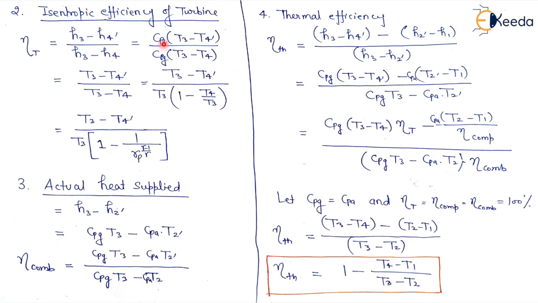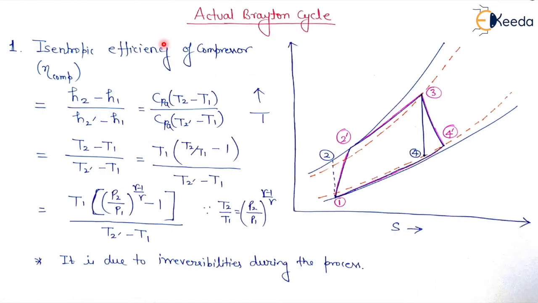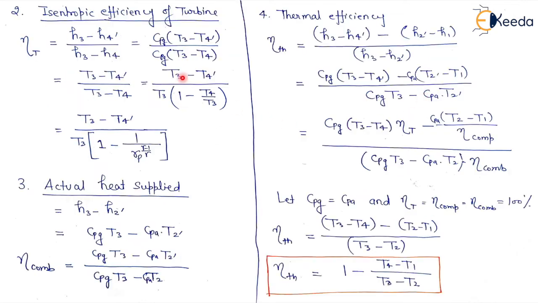Here I have not written CPA because you know very well in combustion, 2 dash to 3 is a combustion process, and after the combustion of a fuel, gas will be present. That's why I have taken specific heat at point number 3 as CPG, because gas is there. So CPG into T3 minus T4 dash, CPG into T3 minus T4. So CPG will cancel. I can write this equation like this.